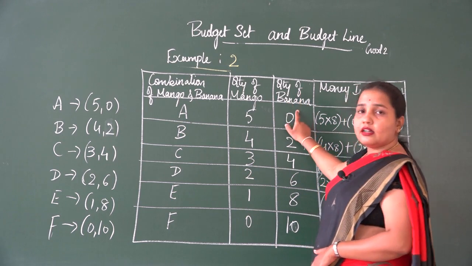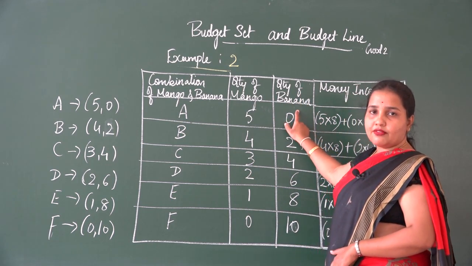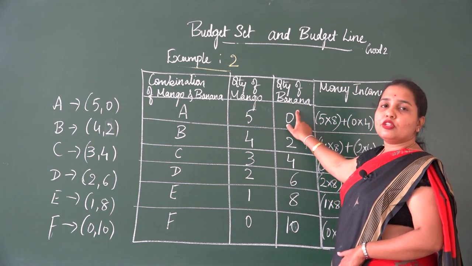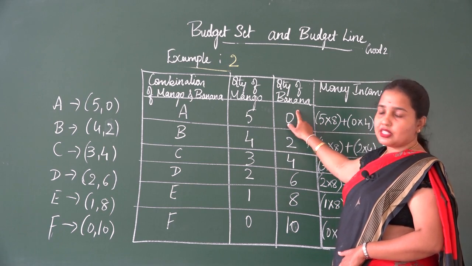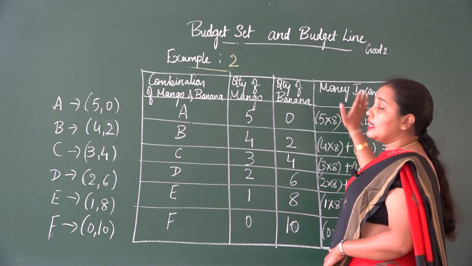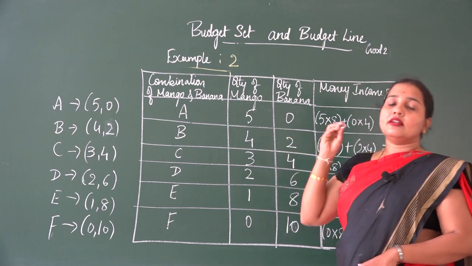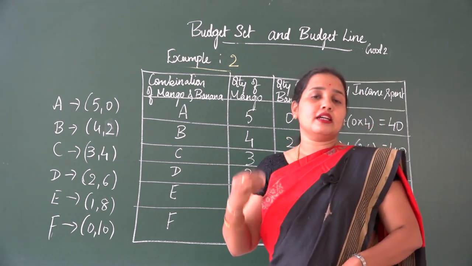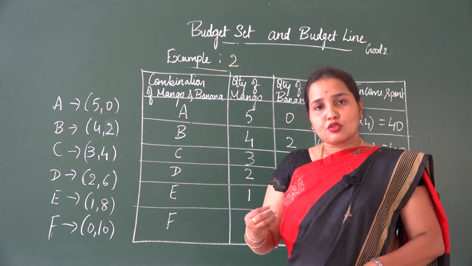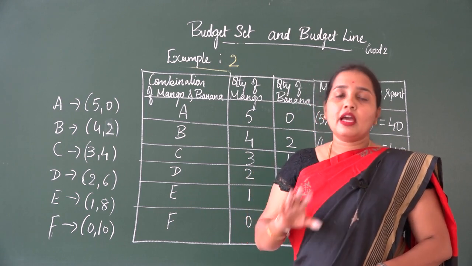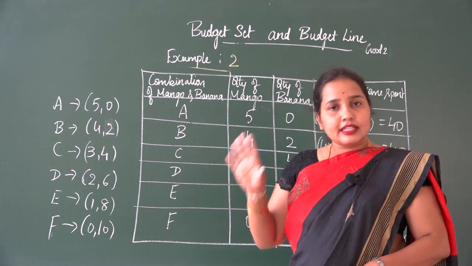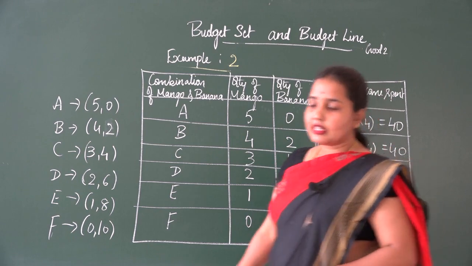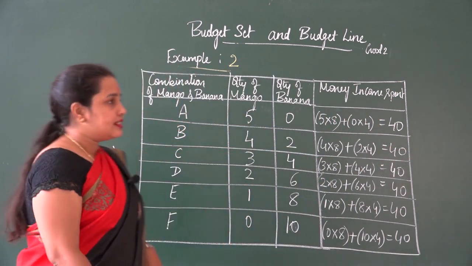The second and most important commodity that we have taken is banana. The units of banana that can be purchased are given in this schedule, and the last schedule gives you the idea of money income spent on these two commodities by the consumer, and I will explain these things clearly. Look at this, students.